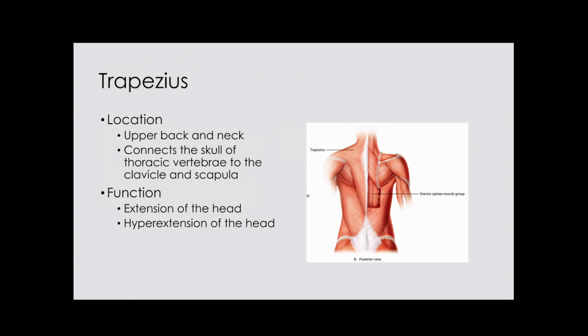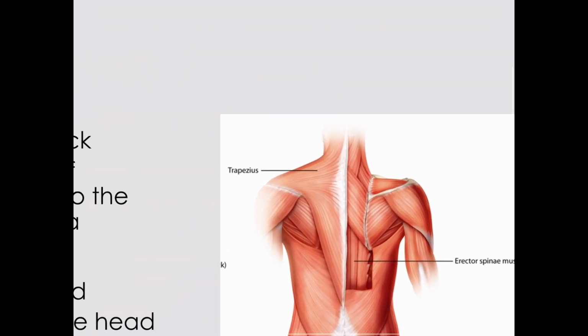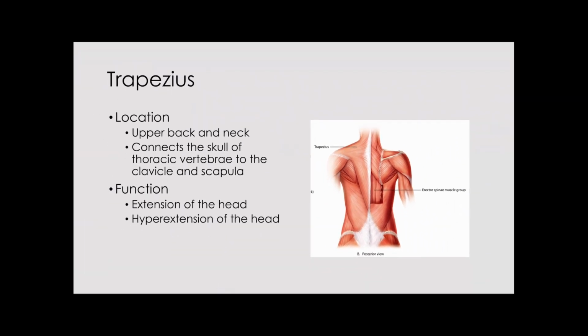Your trapezius is basically your upper back. These are the ones that connect all the way up to your skull and throughout your thoracic vertebrae. They connect to your clavicle and your scapula. They're involved with the extension of your head, bringing it back to its normal anatomical position. It also helps with hyperextension of your head, moving it backwards, out of the anatomical position.